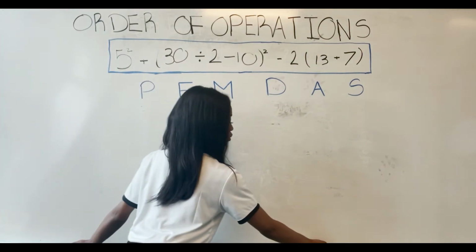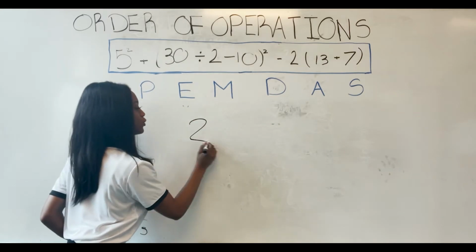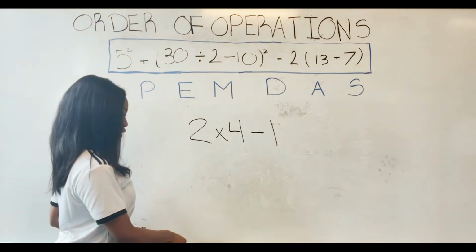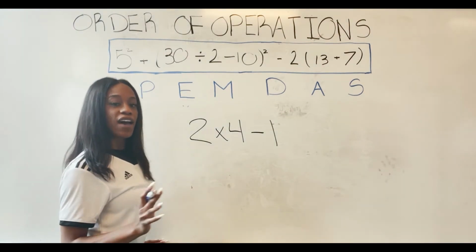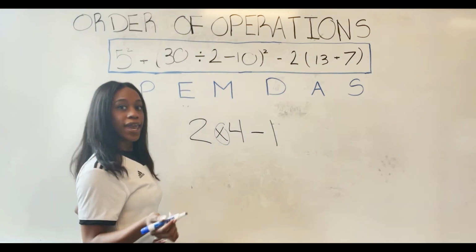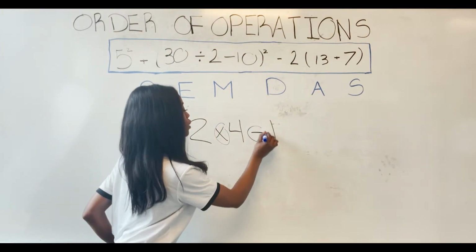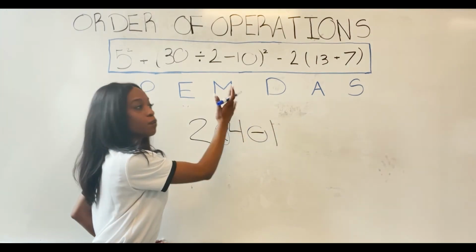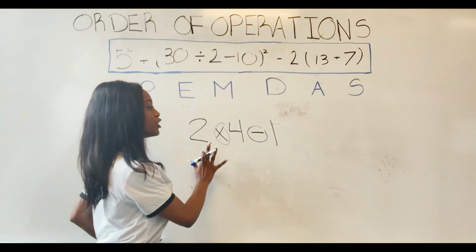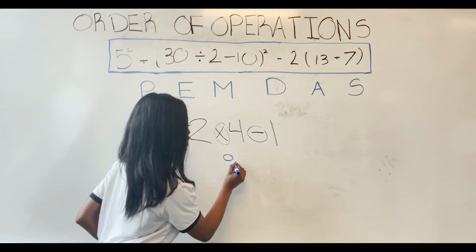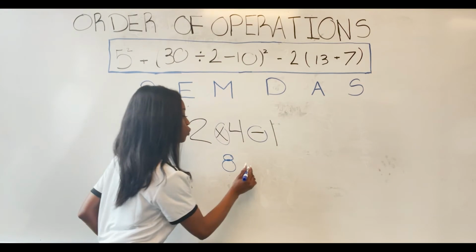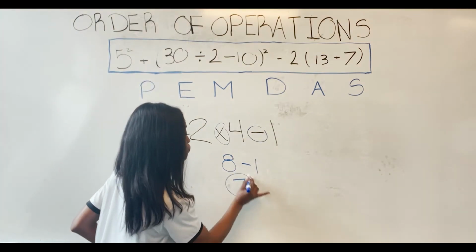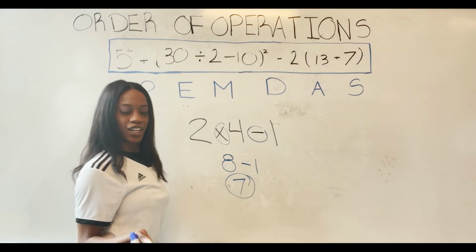So our first example is 2 times 4 minus 1. So in this example, we have multiplication and we have subtraction. So the order of operations tells us to first multiply before we subtract. So we'll multiply 2 times 4, which gives us 8, and then we'll subtract 8 minus 1, which gives us 7. Easy, right? Well, let's do another one.